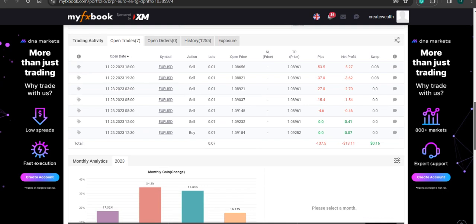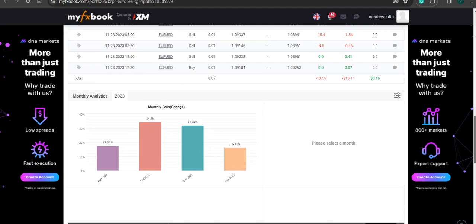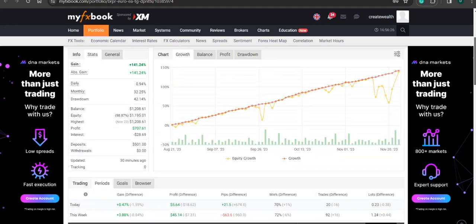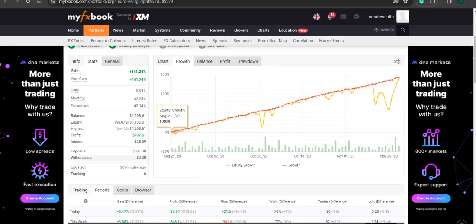These are the running trades we have just seen. The current trade shows it was updated 30 minutes ago. Okay, no problem.